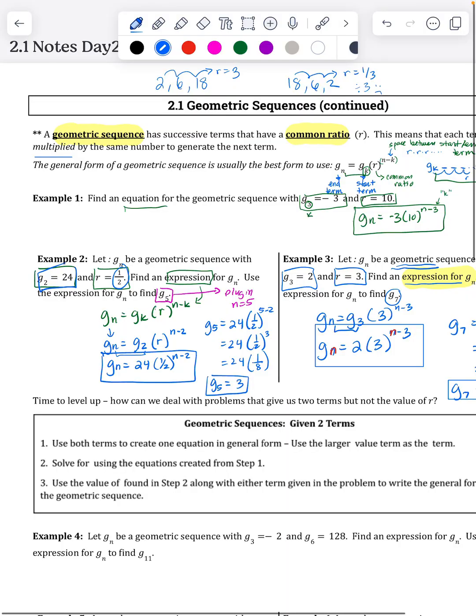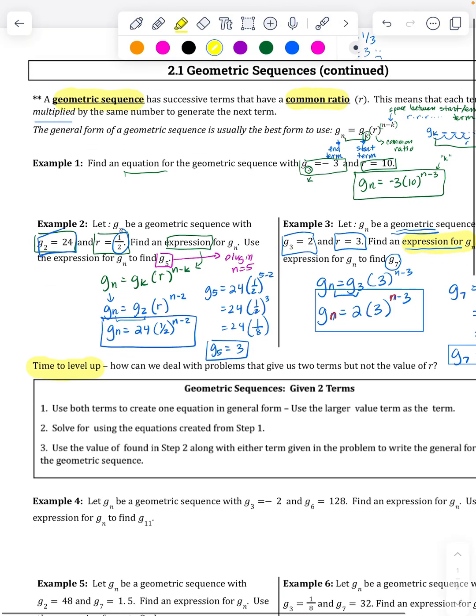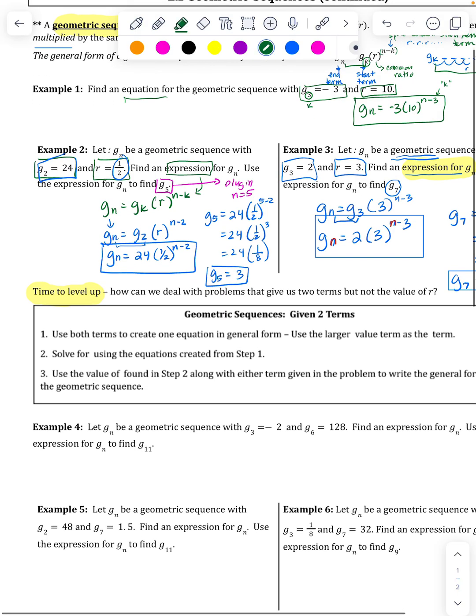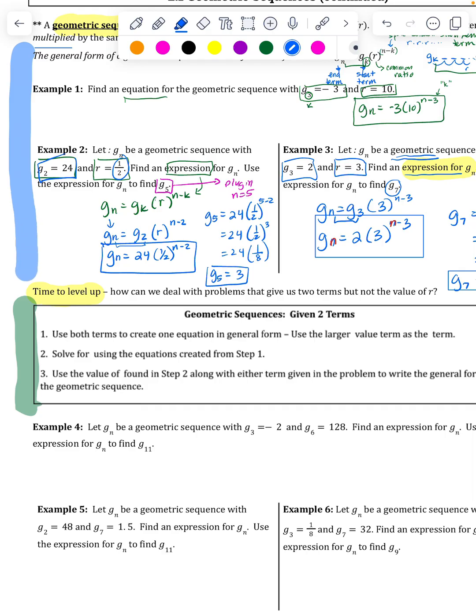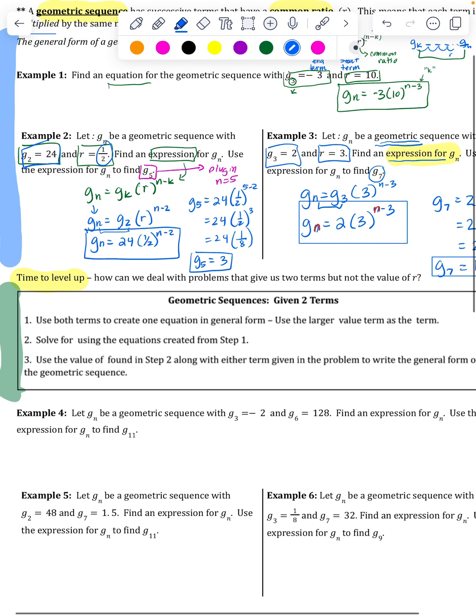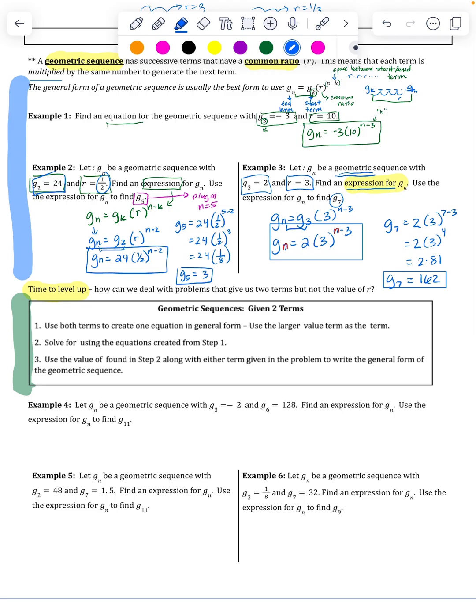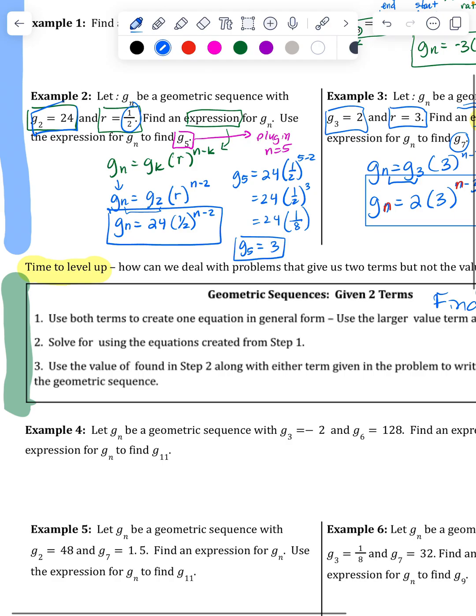So this is kind of the new level. It says time to level up. And then this is a new concept for us right here, is how do we do this? These first ones are quite honestly examples from yesterday. So if you're given any two terms, you do not know the R. So what you're doing here is you are finding that common ratio without a list of numbers, without two neighbor numbers where you could just divide them.